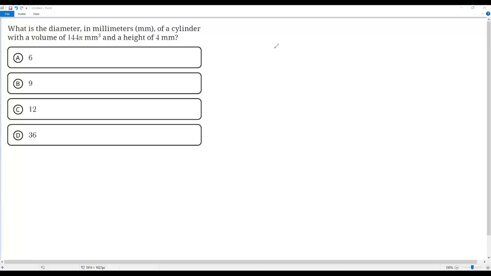Okay, so let's consider the given volume. That is the volume of the cylinder is equal to 144 pi millimeter cube. Already we know the formula for volume of a cylinder, that is pi times radius square times height is equal to 144 pi. Here h represents the height of the cylinder, r represents the radius of the cylinder. So the height of the cylinder is given, that is 4 millimeter. So I can plug in 4 for h and I can solve for r in this equation.